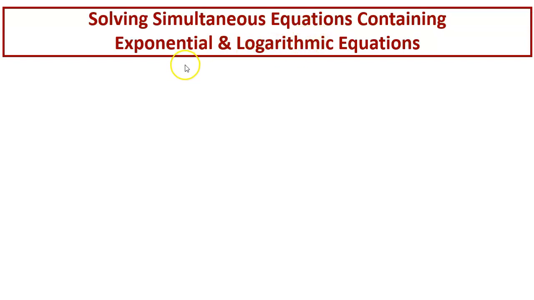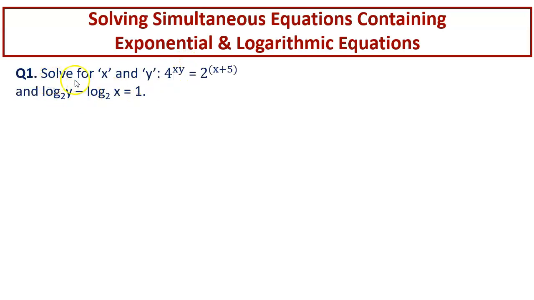First of all, we'll look at question number 1 of this session. Solve for x and y. The first equation is 4 to the power of xy equal to 2 to the power of x plus y, and the second equation is a logarithmic equation. It is log of y to the base 2 minus log of x to the base 2 equal to 1. This is the exponential equation. This is the logarithmic equation. You can take any of them first, but I have taken the first equation first.